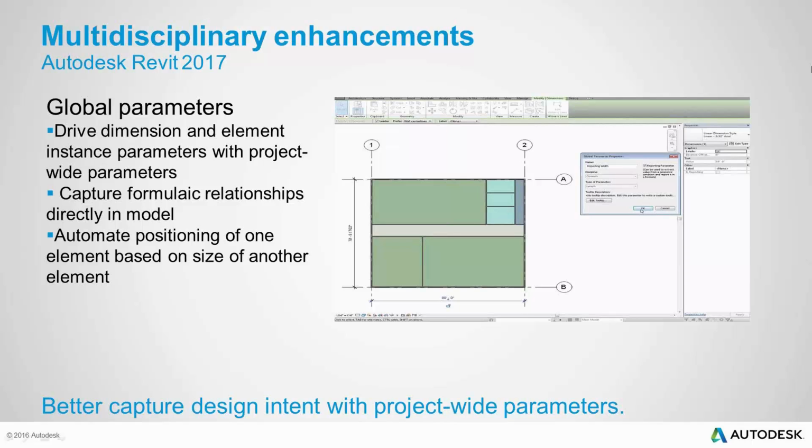So you have the ability to create project-wide parameters that can help you capture formulaic relationships between different model elements. So for example, you can measure the size of a room and have a family dynamically update to that size, the size of that room anytime that the room changes. And so those are really great, powerful tools. It's a really great, powerful tool that allows you to capture logic that you have in your head in your design, so you don't have to think about it because the model will do it automatically for you.